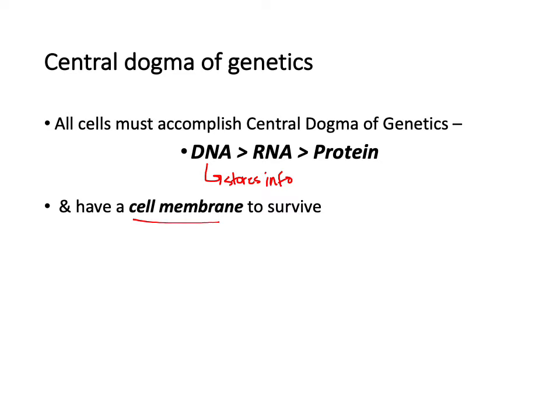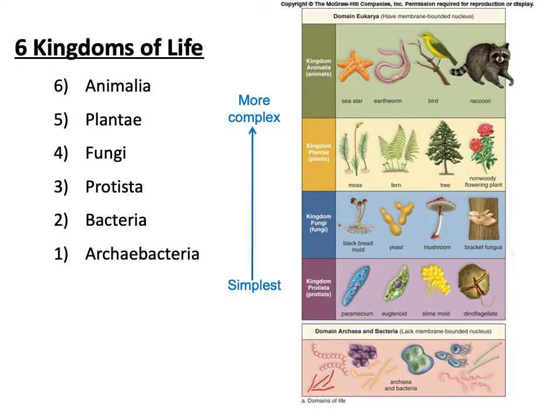Well, there's a huge diversity of life, right? And all of life is made of cells. So this diagram here on the right shows how life is broken up into six kingdoms, with animalia or animals at the top, plantae or plants, fungi, protista, and then archaea and bacteria here at the bottom. The way that they are organized is the simplest life forms or simplest kind of cell types are on the bottom, and the more complex types are on the top. And as we can see, there is a huge wide diversity of cellular life.